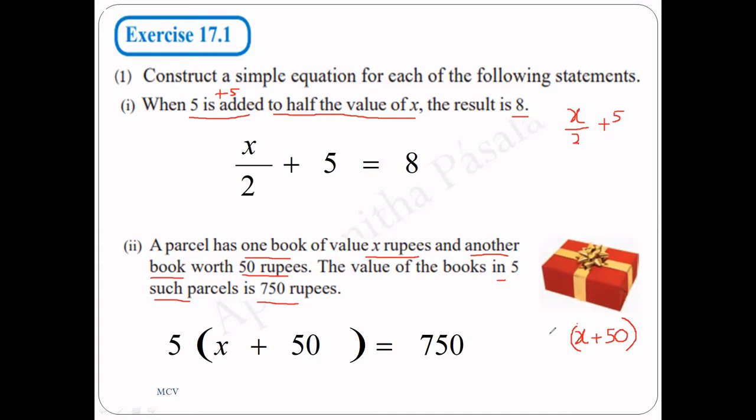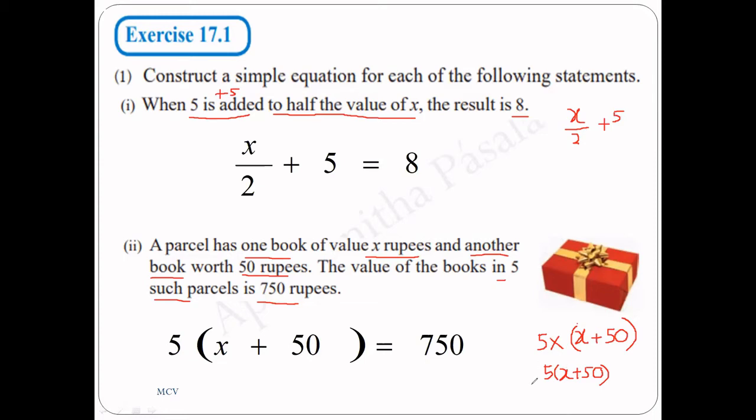5 parcels. So you can multiply that by 5. There are 5 such parcels: 5 times x plus 50, which can be written as 5 brackets x plus 50. That is equal to 750 rupees.